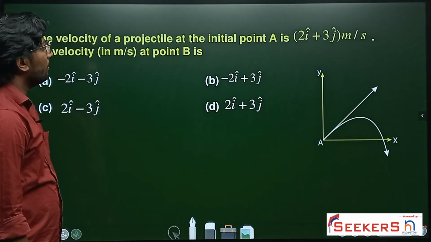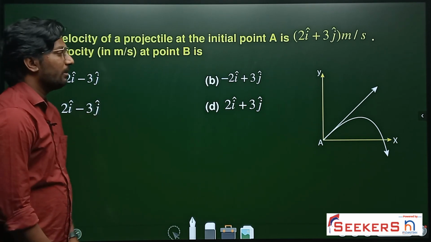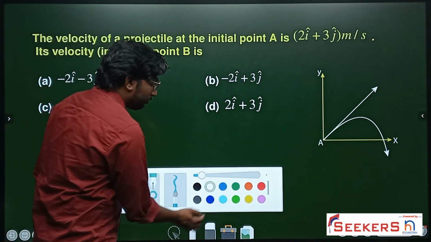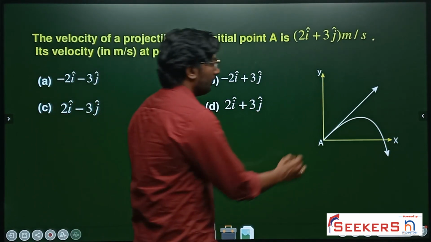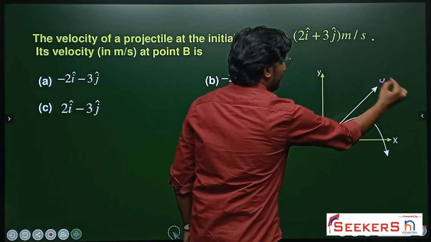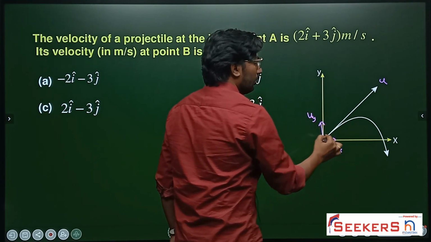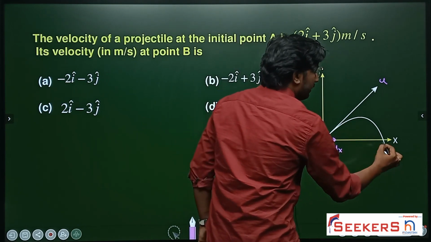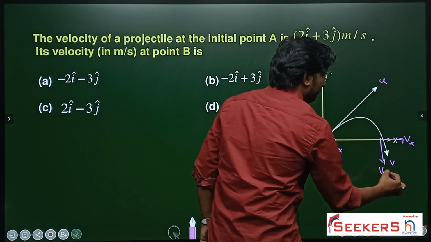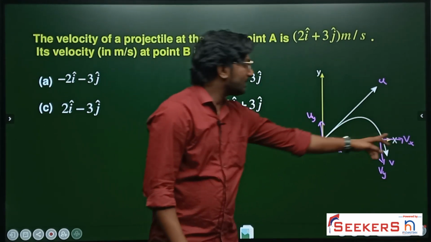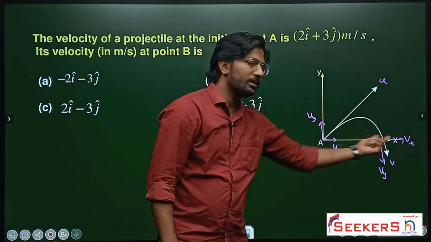The velocity of the projectile at the initial point A is 2i cap plus 3j cap, and its velocity at the point B is given. This question we have already discussed in terms of momentum, so the same discussion we can have over here as well. If this is the initial velocity, it can split into two components, ux and uy. And this is the final velocity v. It can also be split into two components, vx and vy. I told you already, along the x-axis acceleration will not exist. So if acceleration is not there along the x-axis, velocity does not change.